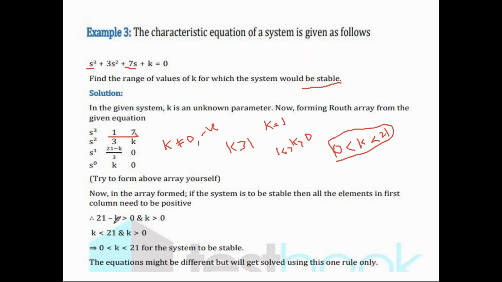See here, 21 minus k is greater than 0 and k is greater than 0. So k should be greater than 0. That is the first condition. Next, k is less than 21, because if you take 21 here, then you will get 0. So it may be 20, so it should be less than 21. You can take any value. Okay. So finally you can conclude that k should be within the limits of 0 and 21. Then only your system will be stable. Okay.